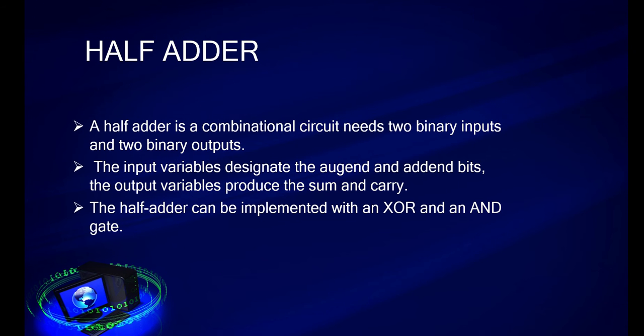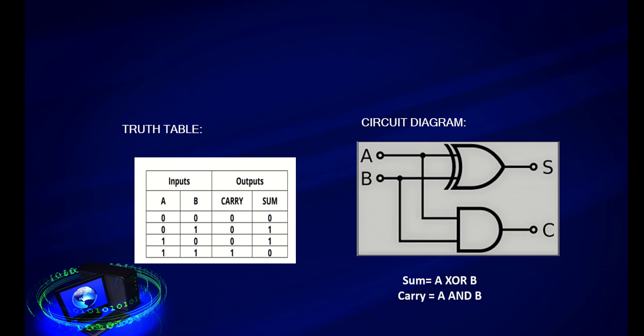Let's move on to half adder. Half adder is a combinational circuit that needs two binary inputs and two binary outputs. The inputs are A and B and the output variables are sum and carry. Half adder is being implemented with an XOR gate and an AND gate. The truth table is given here. Inputs are A and B and the outputs are sum and carry. The circuit diagram has been represented here. The sum is being produced using an XOR gate and carry is being produced using an AND gate.